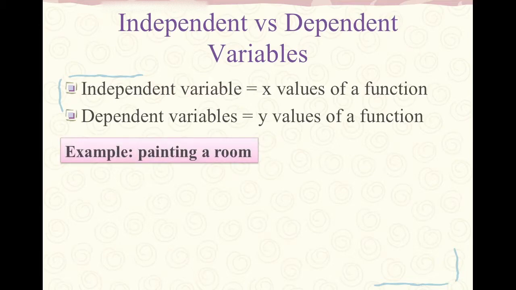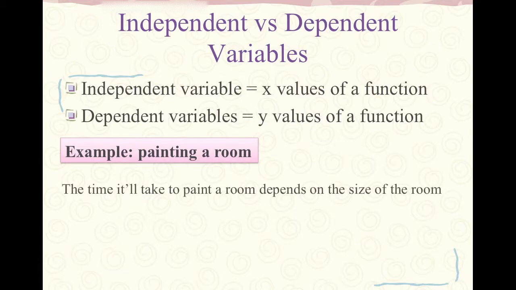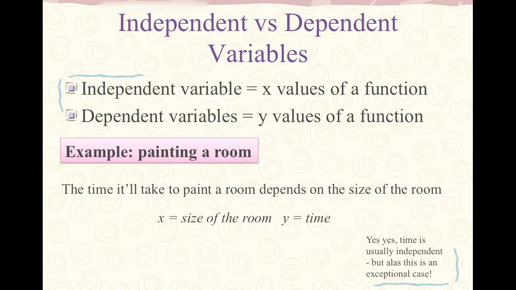So my example for you is painting a room. The time it'll take to paint a room depends on the size of the room, which makes sense if you think about it, right? The bigger the room, the longer it'll take for you to paint. The smaller the room, the less time it'll take. So there's definitely a relation between painting a room and how big it is, right? So in this case, x is the size of the room because the time it takes depends on the size. It's weird, I know, because usually you're used to y being time or x being time. In this case, it's not, okay? So this is an exception.